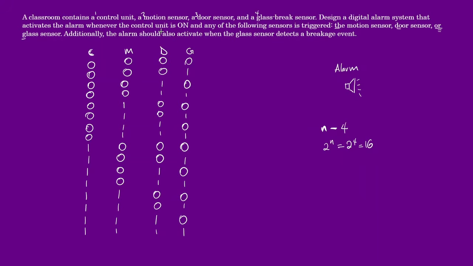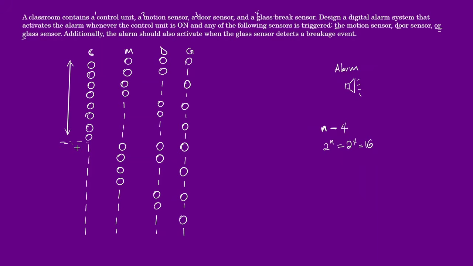Let's look at this. For this set of conditions, our control unit has to be on, meaning that for these first 8 states where the control unit is off, we are not going to care. This is not going to be part of our output. The control unit has to be on. That's the first thing we establish. And one of the following sensors has to be triggered. So look at the rest of the truth table. Given that the control unit is on, which conditions do we have where at least one sensor is on?